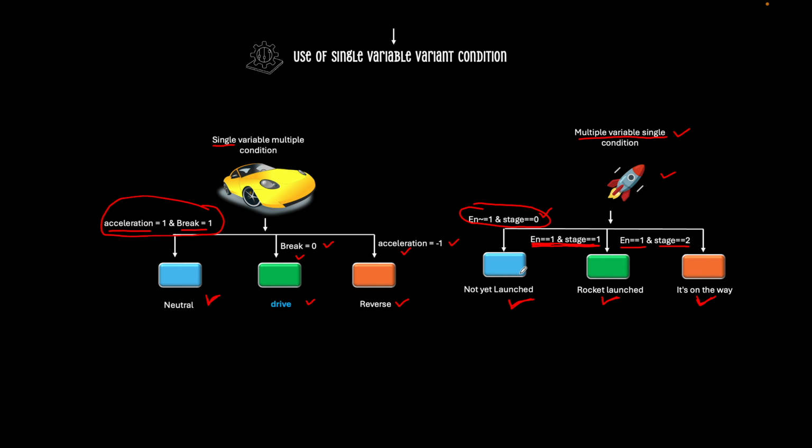So what is the difference between these two? Here you can see you are able to use only a single variable, and here for determining all the states, you will be using all the variables that are needed for the implementation of the variant condition subsystem.